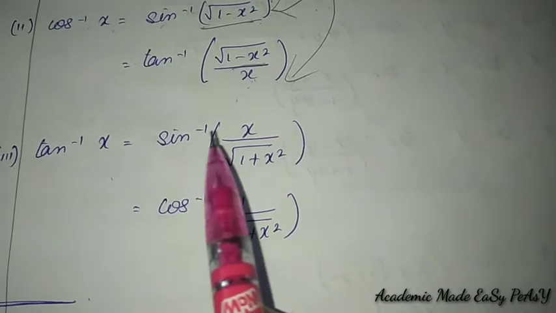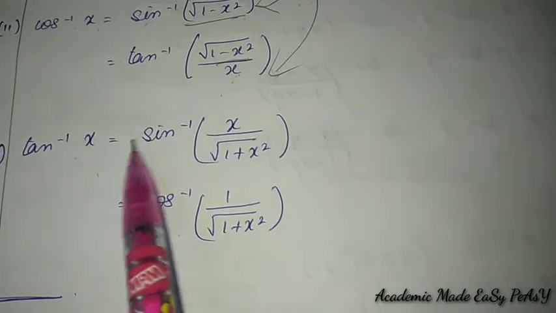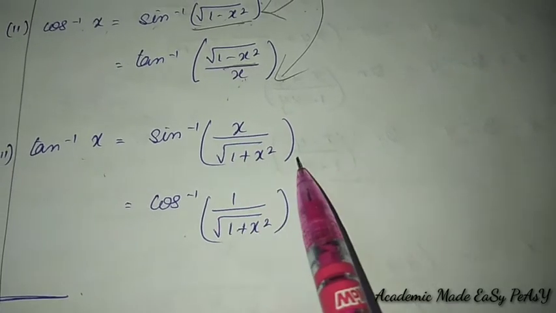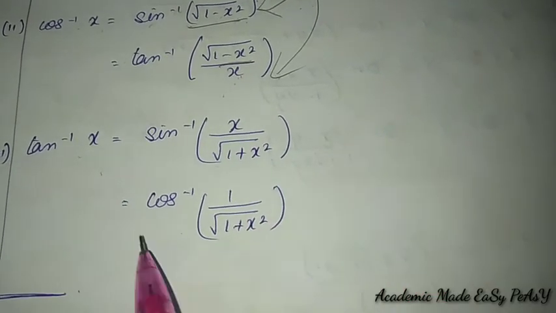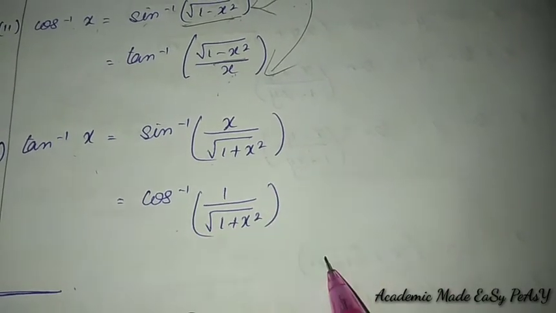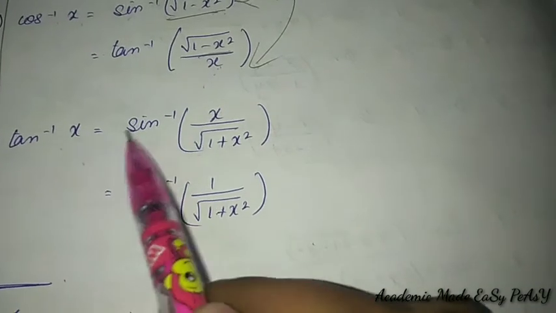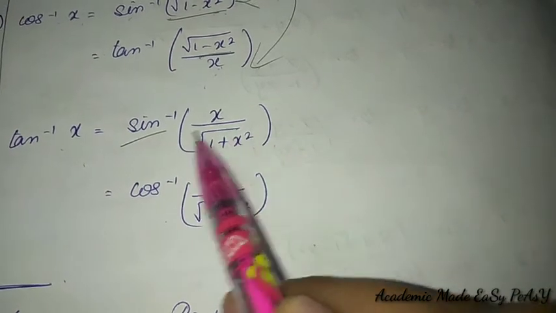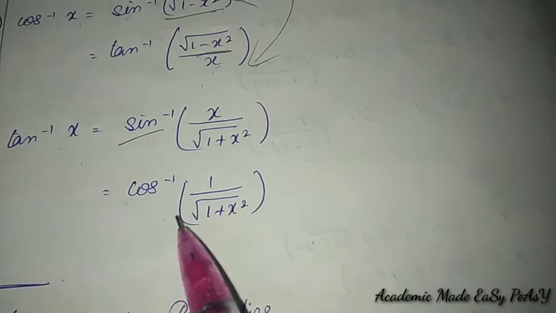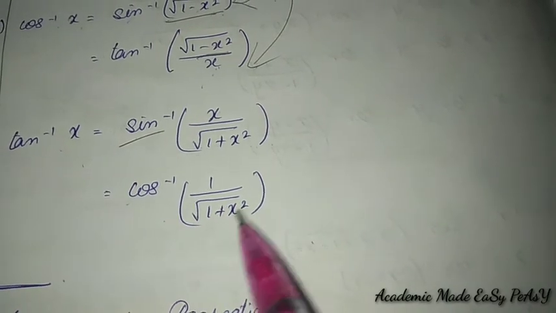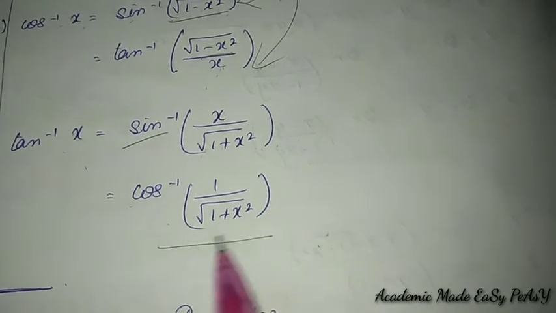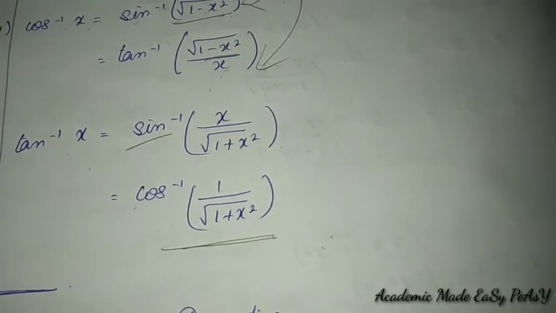Next, tan in terms of sine and cos. So tan x in terms of sine inverse is x by root of 1 plus x square. Cos inverse is 1 by root of 1 plus x square. Here for sine it will be x by root of 1 plus x square. For cos, just 1 by root of 1 plus x square. That's it. So the set of properties in inverse function is over.